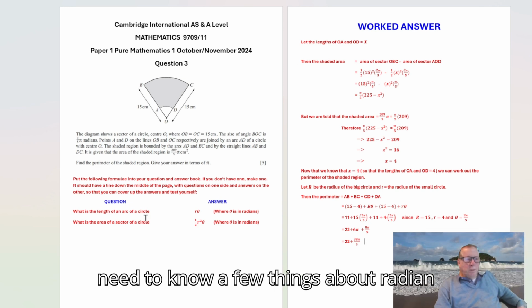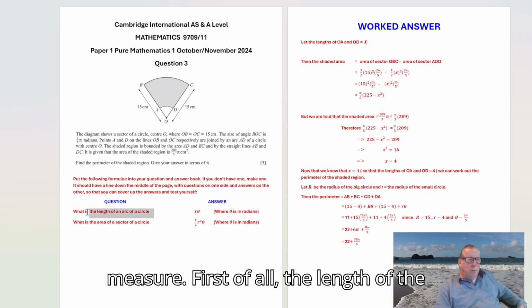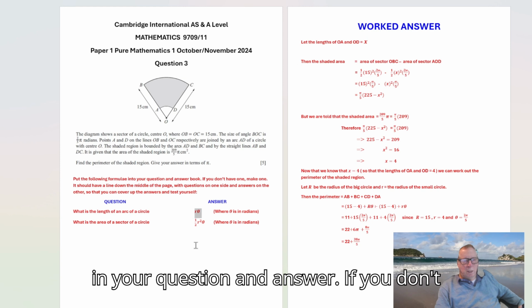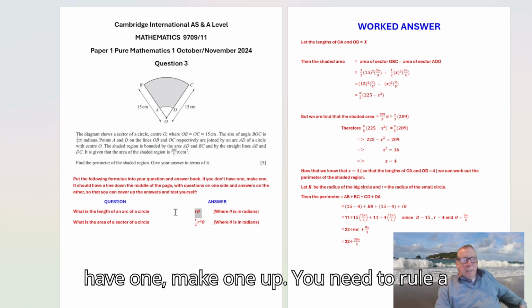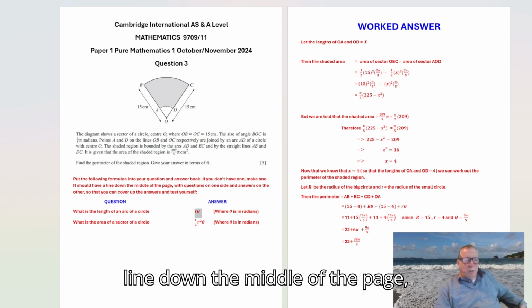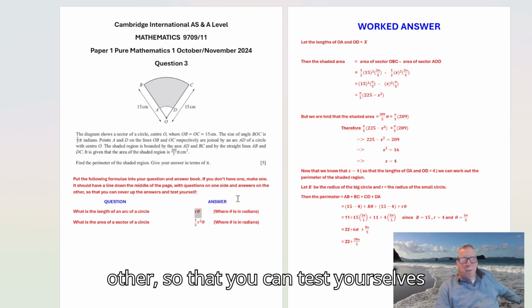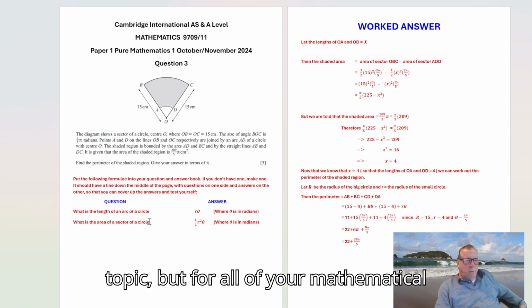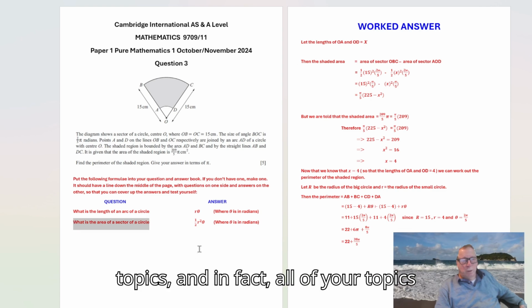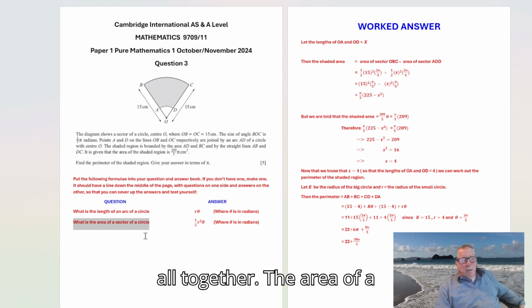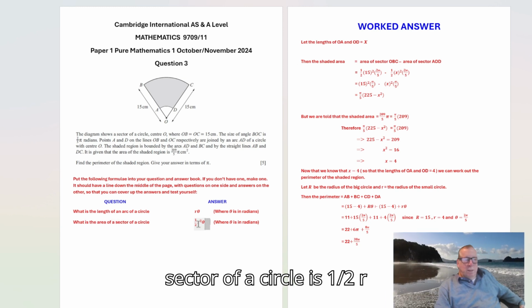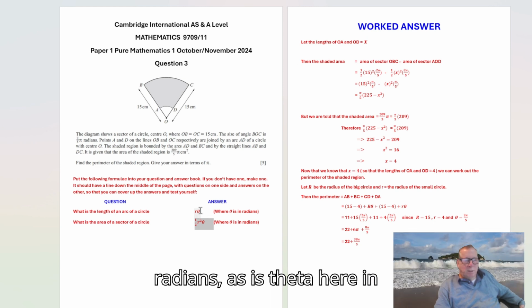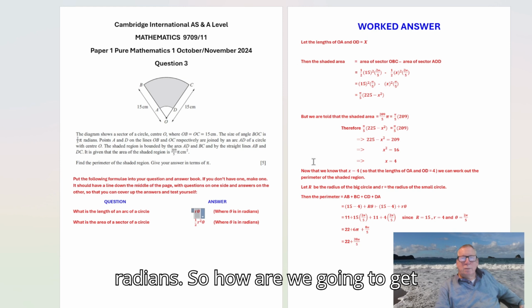Well, we need to know a few things about radian measure. First of all, the length of the arc is r theta. You need to put this in your question and answer. If you don't have one, make one up. You need to rule a line down the middle of the page, questions on one side, answers on the other, so that you can test yourselves just before the exams, not just for this topic, but for all of your mathematical topics, and in fact, all of your topics altogether. The area of a sector of a circle is a half r squared theta, where theta is in radians, as is theta here in radians.